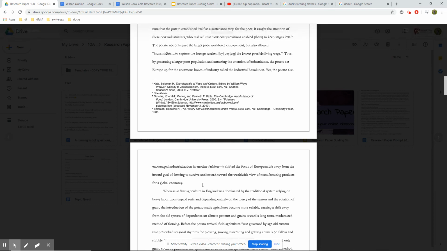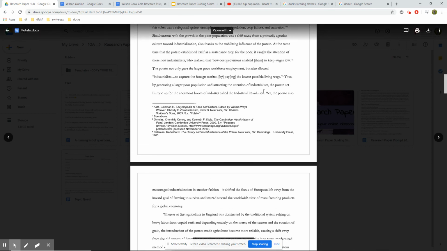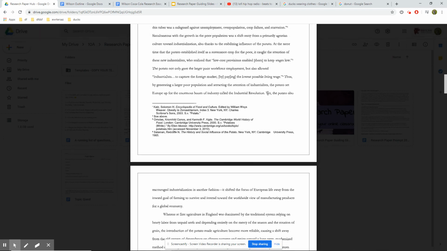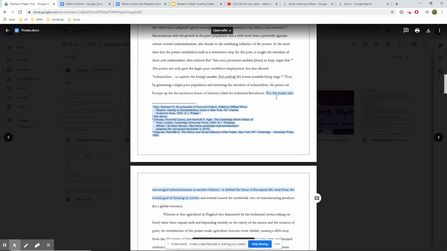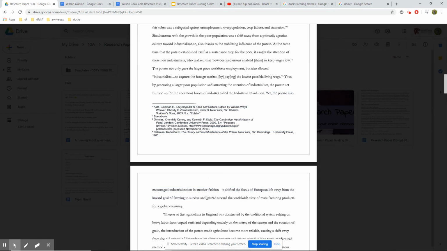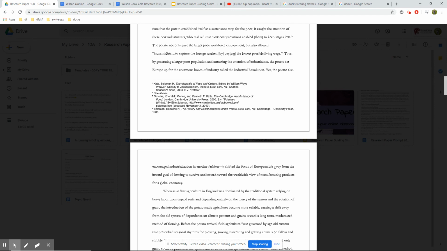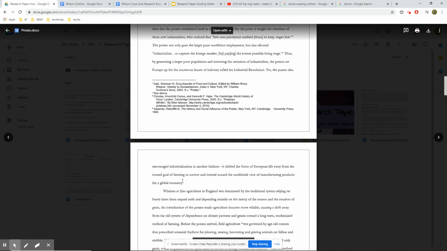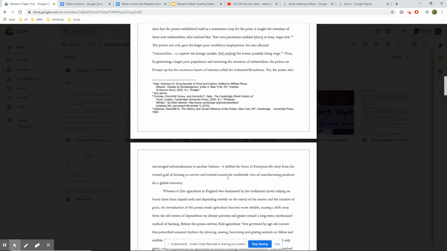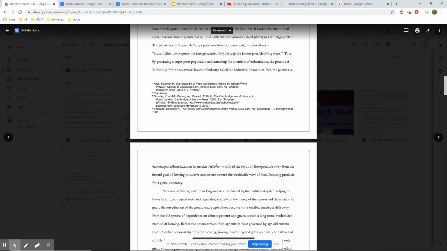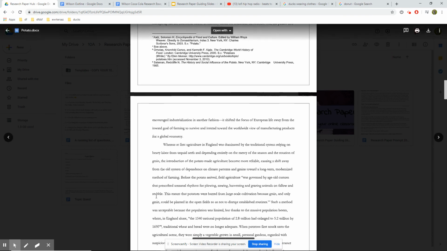And then my final line is huge because I still have this problem. I'm a fan of really long sentences, but I talk about the same idea that I started with. Yet the potato also encouraged industrialization in another fashion. It shifted the focus of European life away from the inward goal of farming to survive and instead toward the worldwide view of manufacturing products for a global economy. So, tied it back into that industrial Europe idea.